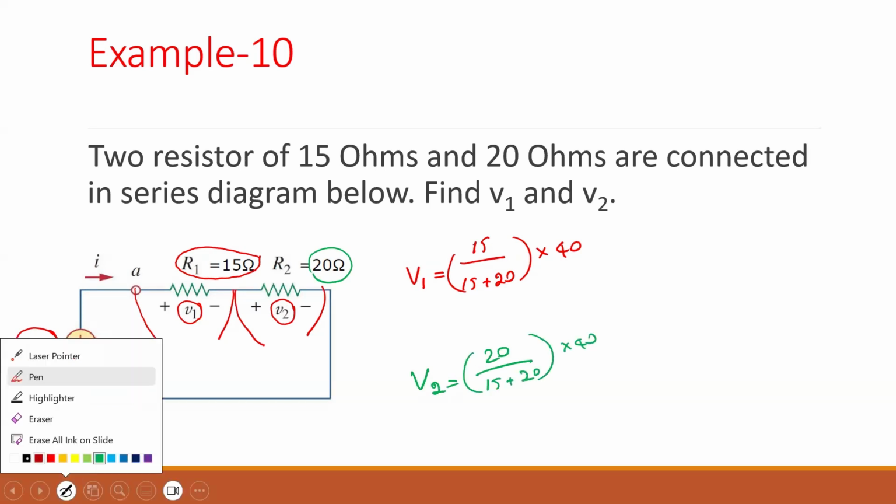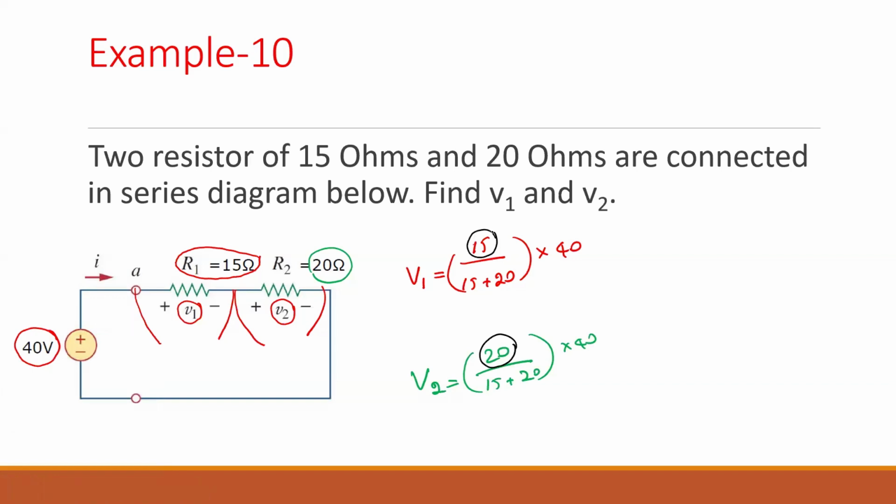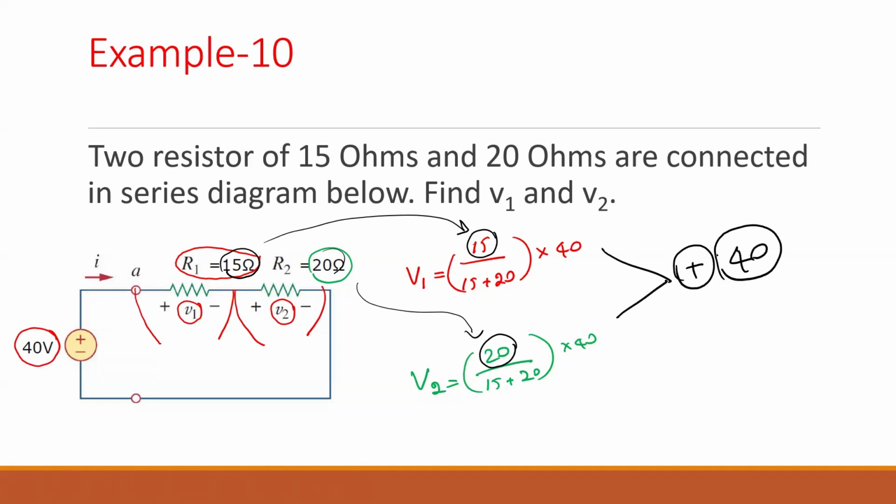You can see the only difference is this and this. To find the voltage across the 15, you divide 15 by the total, times 40. To find the voltage across the 20, you divide 20 by the total, which is 15 plus 20, times 40. If you add these two together, what should you get? You should get the total, 40. So if you find one, you can subtract that number from 40 and find the other one even without applying the equation.